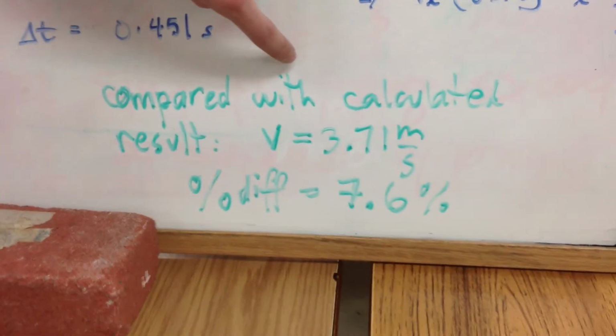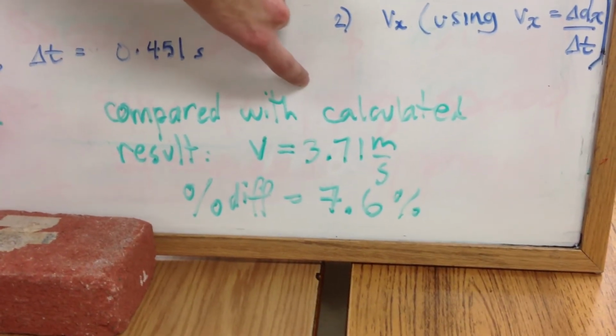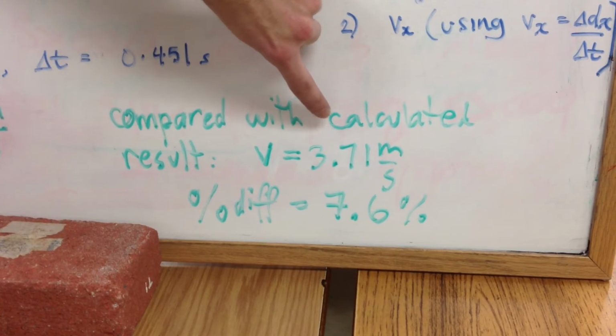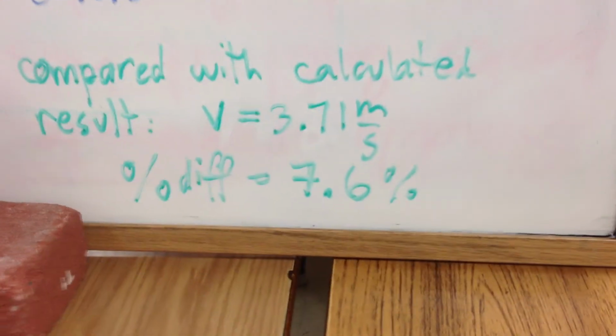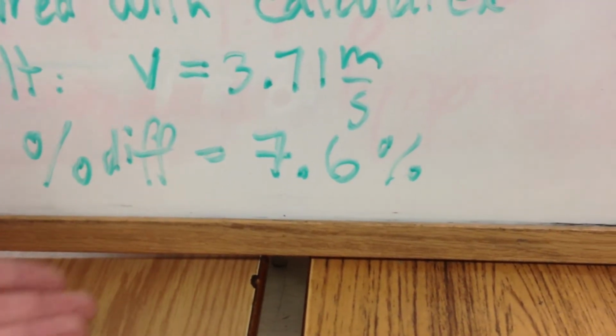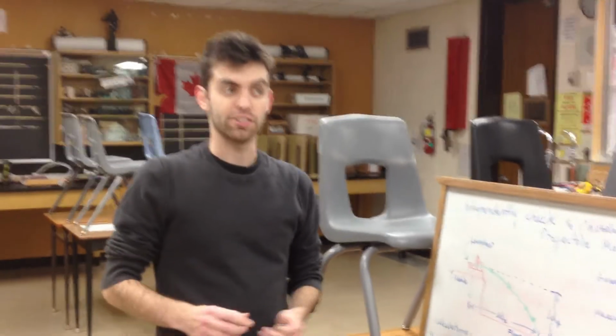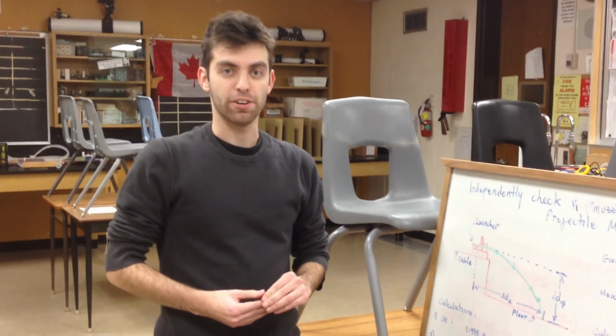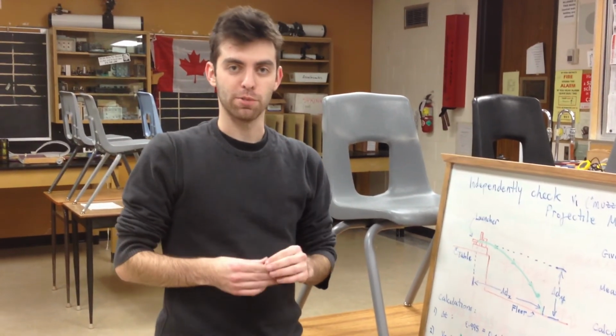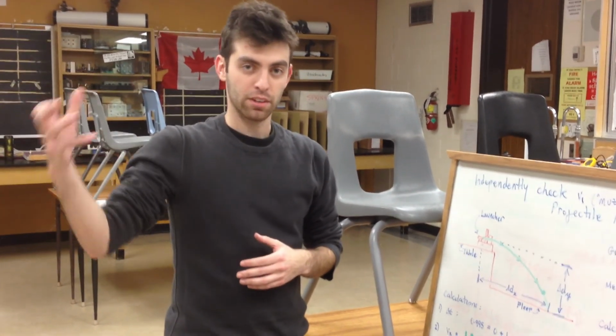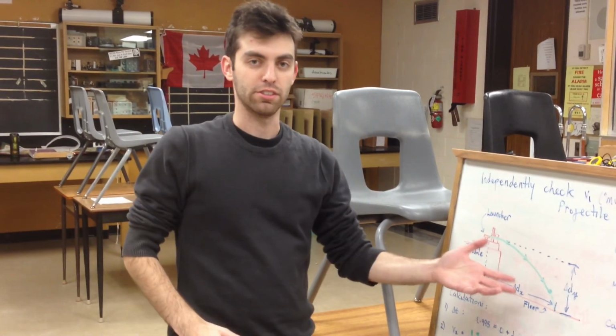Comparing this with what we got initially using our law of conservation of momentum calculations, which was 3.71 meters per second, our percent difference is 7.6%. So we are relatively close in percentage. We can be very sure that we can find the velocity both by using the original calculations and using these calculations as well.